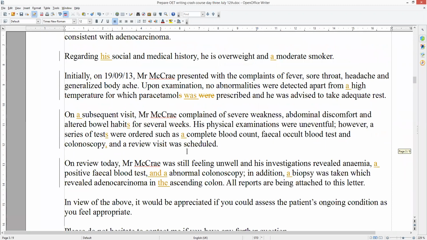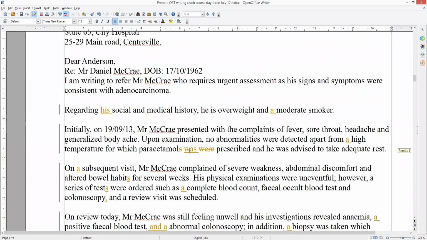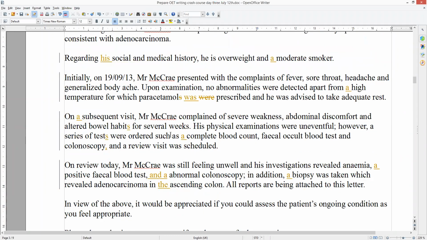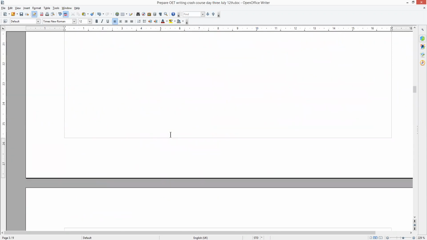So not so bad. Just watch your article use. Just watch those. Watch your pronouns. Watch your article use.